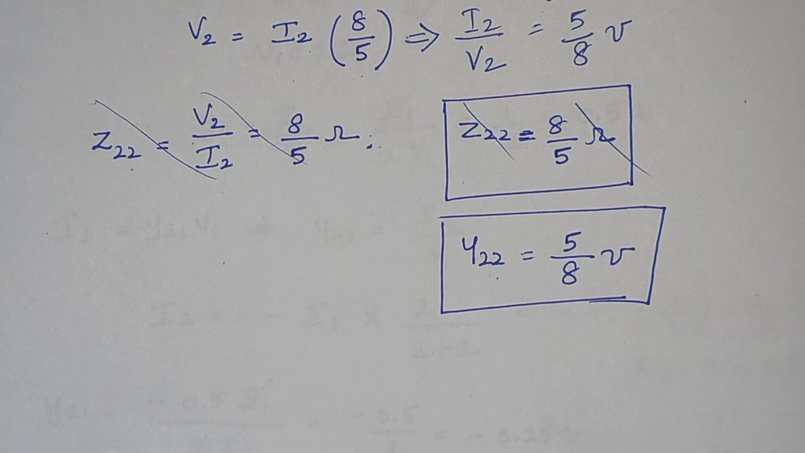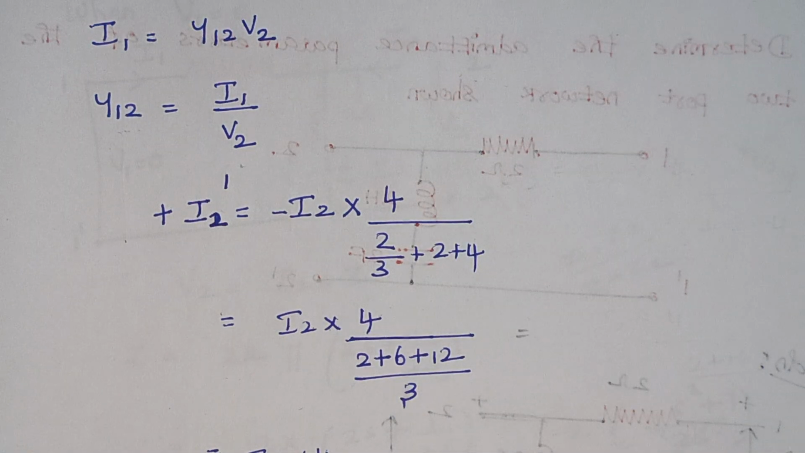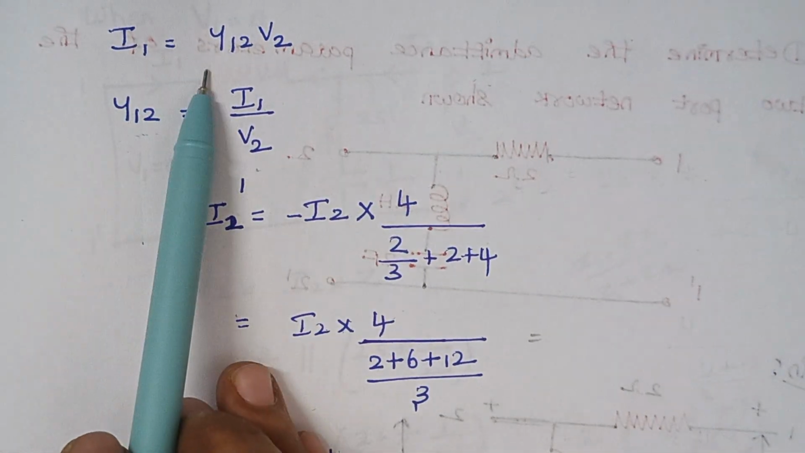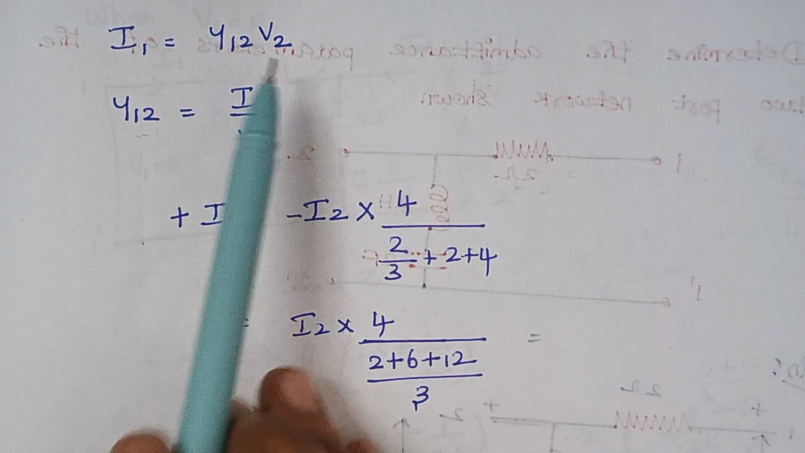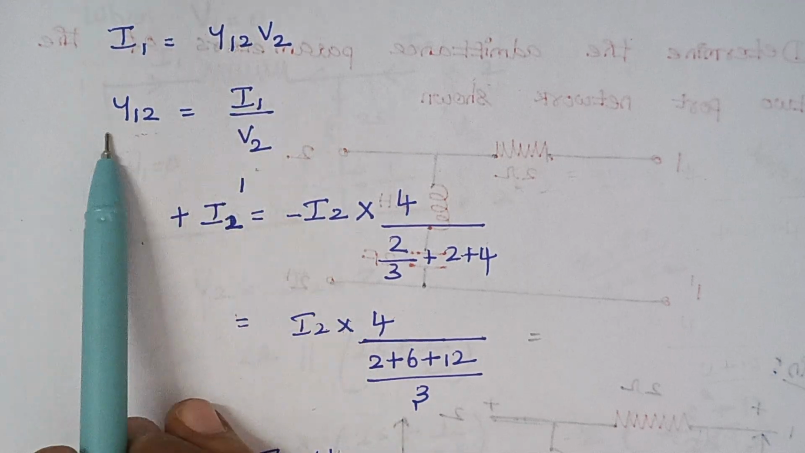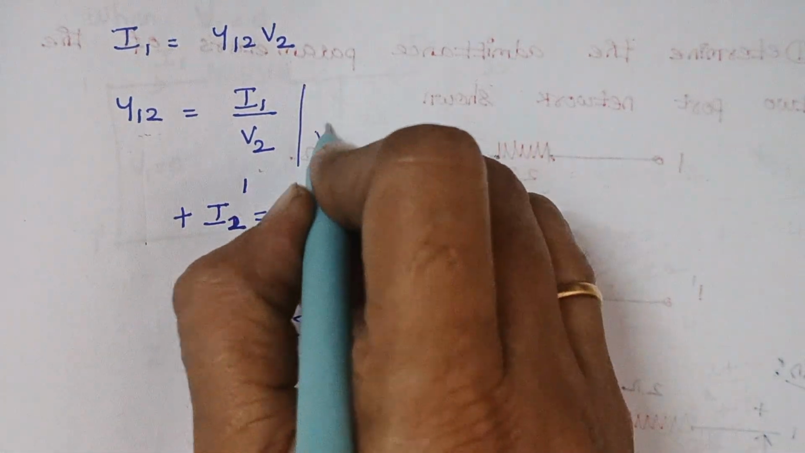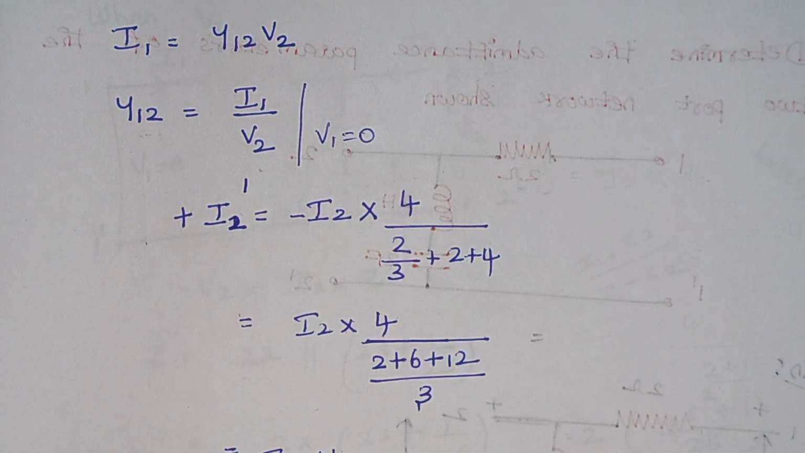Right. So we have calculated y22. Now we are going to calculate y12. This is our final parameter to be calculated. Here you see I1 is given by y12 V2 and we need to find y12. So y12 is given by I1 by V2 provided V1 is short circuited.